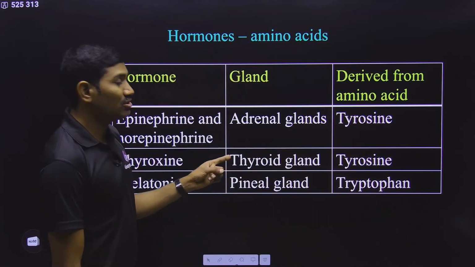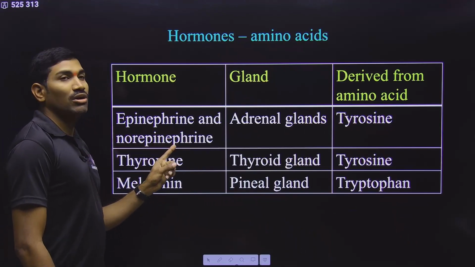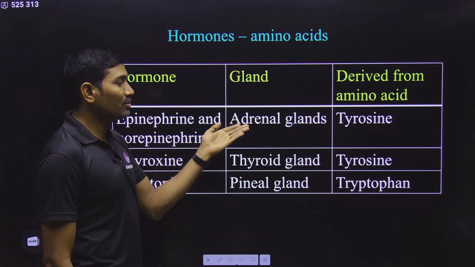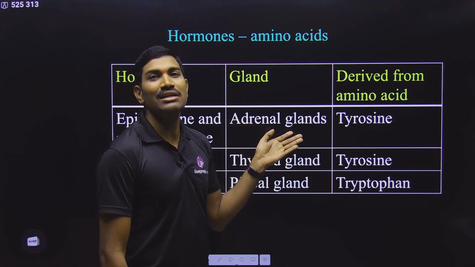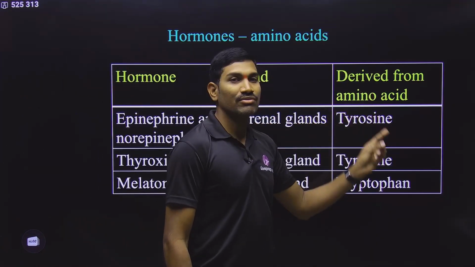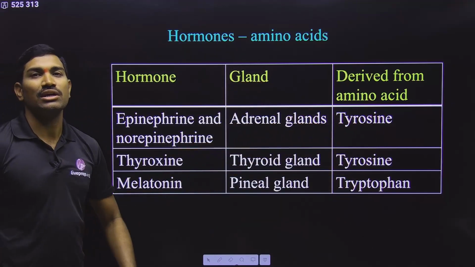What is this list? This is also very important, so you need to compulsorily remember this. Epinephrine and norepinephrine, they are also called adrenaline and noradrenaline. They are produced from adrenal glands. Yes or no? Adrenal medulla is producing this. And now these hormones are derived from tyrosine amino acid. So from the tyrosine amino acid, these hormones are synthesized.